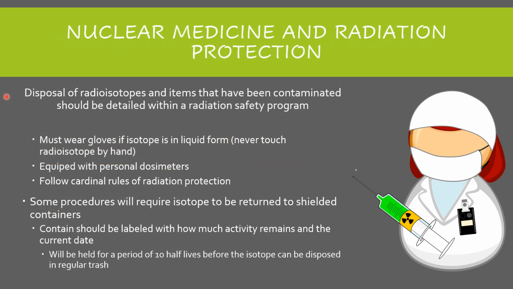Disposal of radioisotopes and items that have been contaminated should be detailed within a radioactive safety program. Must wear gloves if the isotope is in liquid form. Never touch radioisotopes by hand. Be equipped with personnel dosimeters and follow the cardinal rules of radiation protection. Some procedures will require isotopes to be returned to shielded containers. Content should be labeled with how much activity remains in the current date. The container will be held for a period of 10 half-lives before the isotope can be disposed of in regular trash.